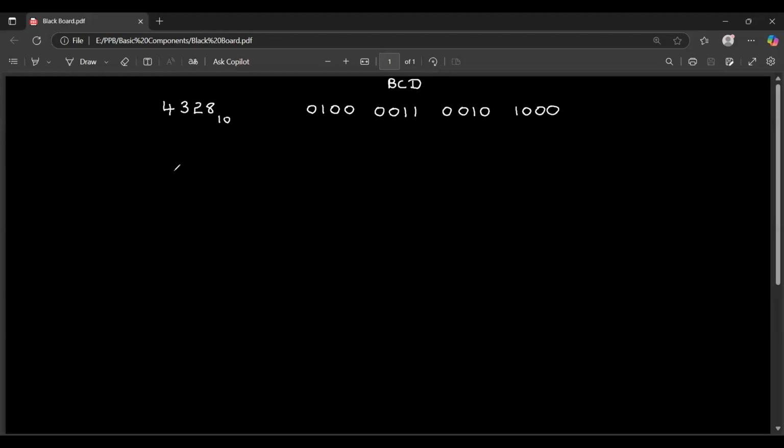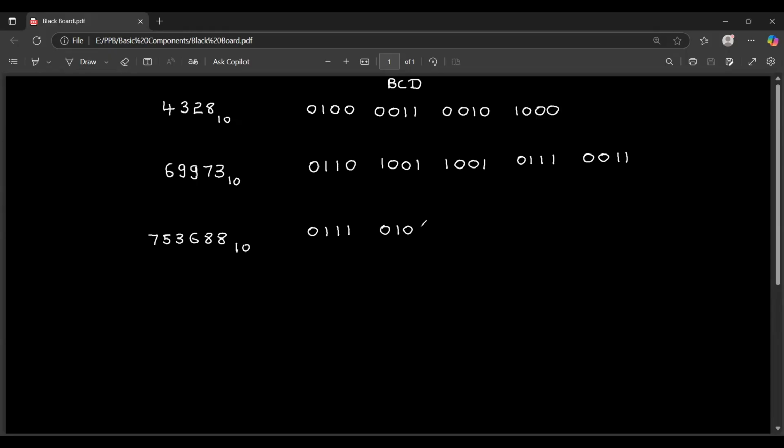Now let's say we have 69973 to the base 10. What will it be? 6 can be given as 0110. 9 can be given as 1001. 9 again, so 1001. 7 is 0111. And 3 is 0011. Let's do another question. Let's say we have 753688 to the base 10. That will be 0111 for 7. 5 is 0101. 3 is 0011. 6 is 0110.